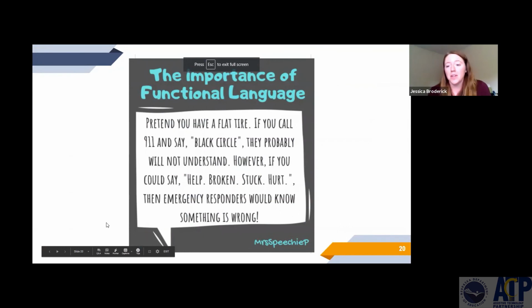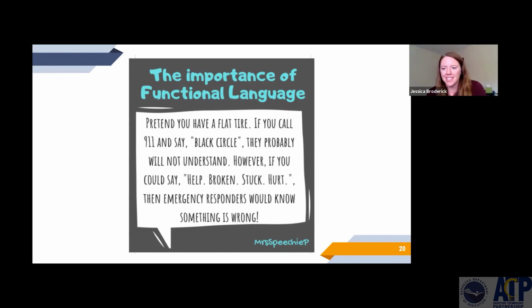And finally, I want to leave you with this. I can't emphasize enough how important functional language is. So pretend you have a flat tire. If you call 911 and say black circle, because I think we teach a lot of colors and shapes and stuff, especially in those young years first, those dispatchers are not going to understand. They're not going to know what you mean. But if you call and say help, broke, stuck, hurt, that's going to tell people what you need. And so really focus on those things that are functional and how to use those different things in different situations.